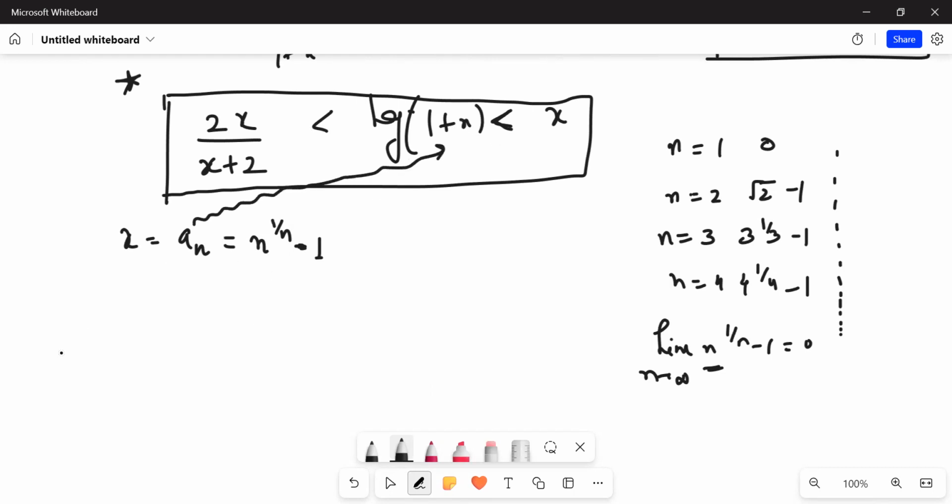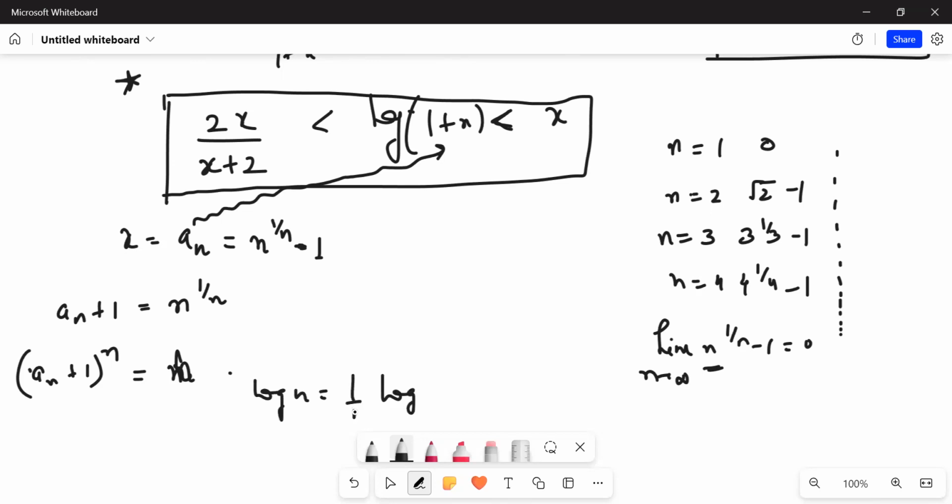So if you do so, what are you going to get? No, let me just solve it for you. So let's do this: an plus 1 is equal to n raised to power 1 by n, and now take the power n on both sides. So this will be like this, equal to n. Okay, and now if I use log here, log of n is equal to 1 upon n. This is how it is.